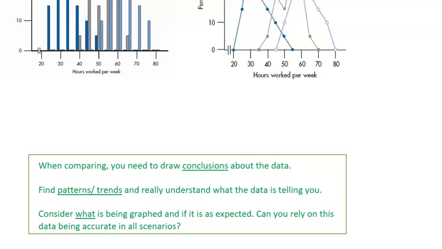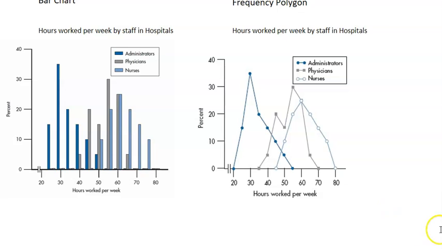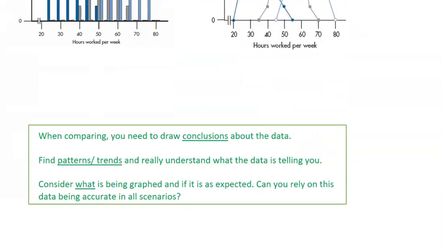So just finally, when comparing, you need to draw conclusions about the data, find patterns and trends, and really understand what the data is telling you. So consider the scenario, consider the axes, the name of the axes, consider the title, etc. Consider what is being graphed and if the graph is showing data that's as expected. Because for data like this, for example, you might have a question that says, well, why do you think nurses have greater hours than administrators? Provide reasons for this. So you need to consider why that could be the case.